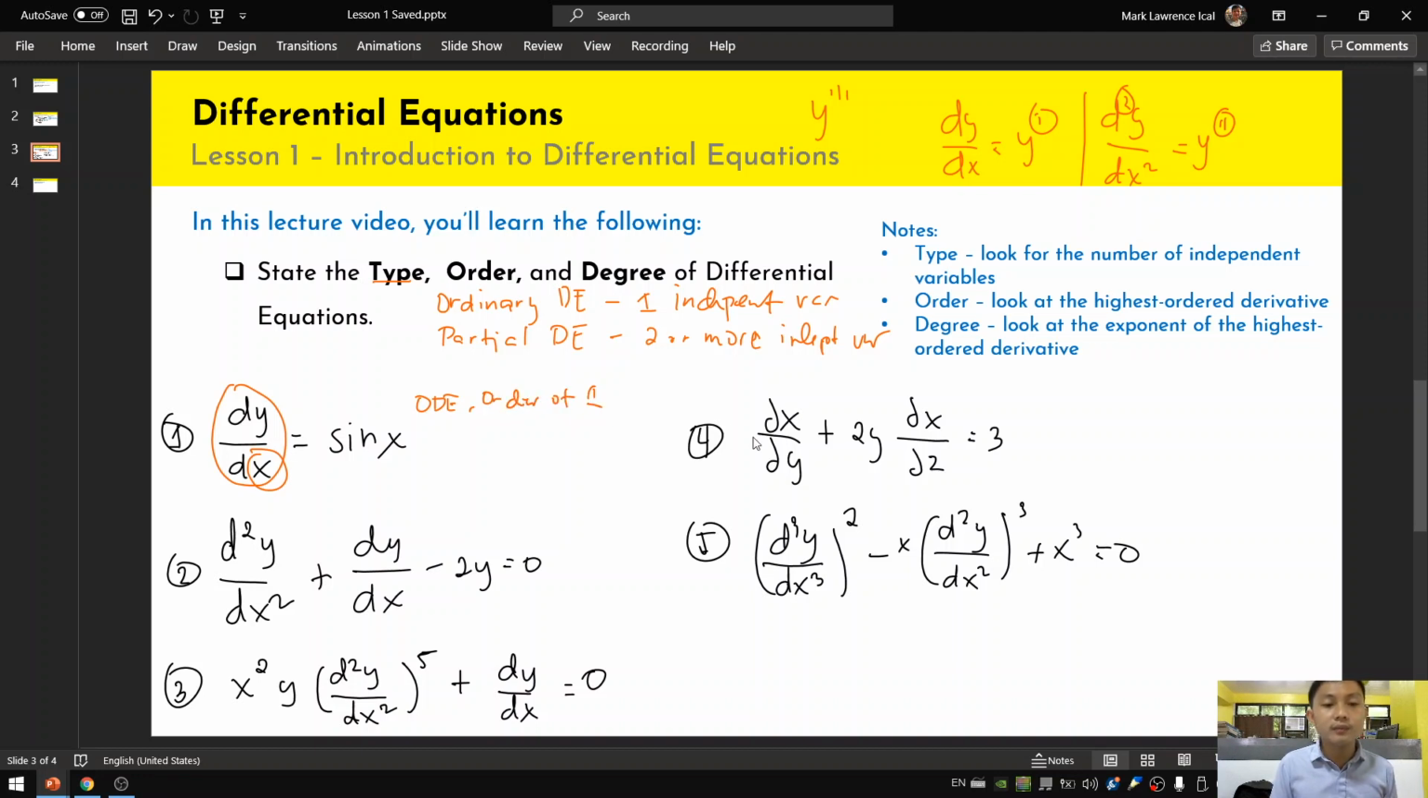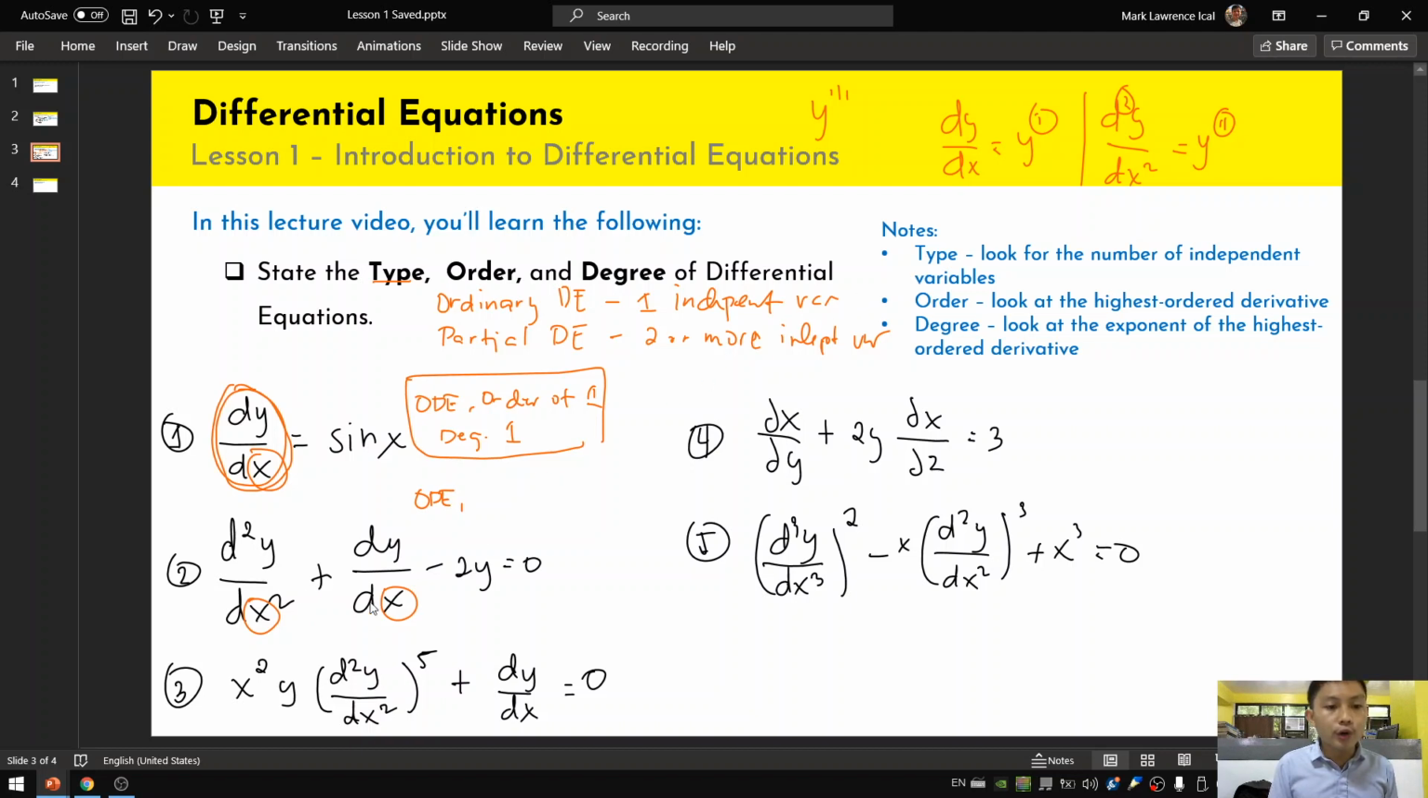Now, for the degree, look at the exponent of the highest order derivative. If you put your attention on this one, you see nothing aside from 1. So, this is an ordinary differential equation, order of 1, degree of 1. Okay? How about for number 2? Now, what is the type? Going back here, we only see x. So, obviously, this is still an ODE, or ordinary differential equation.